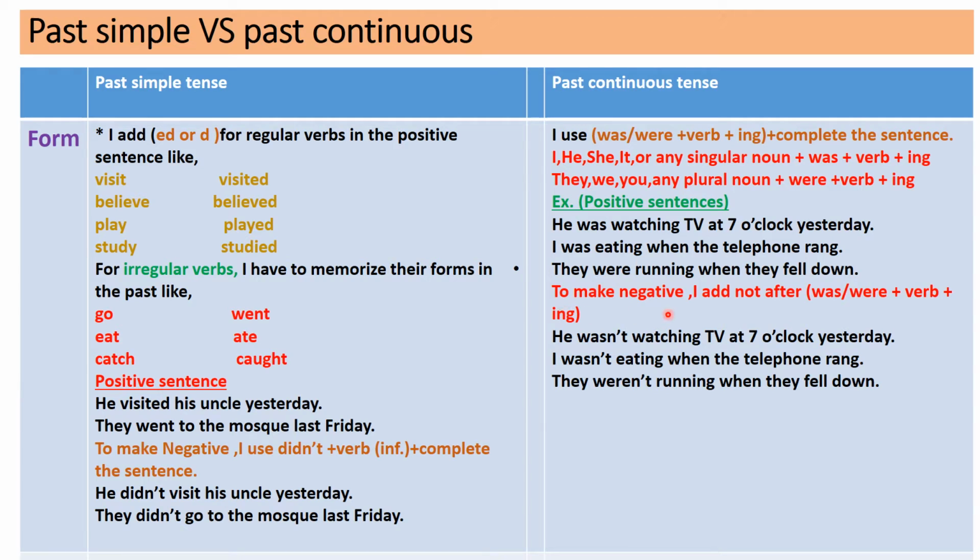To make a negative sentence in the past continuous tense, I add just not after was or were. Then the verb plus ing. Don't say that I added not, so I have to delete ing. No, you don't have to delete ing. So he wasn't watching TV at 7 o'clock yesterday. I wasn't eating when the telephone rang. They weren't running when they fell down.